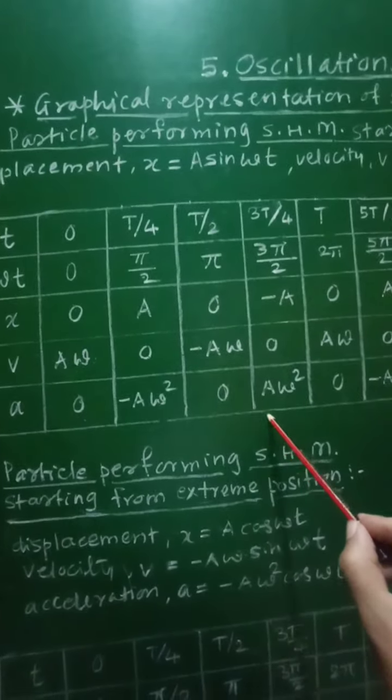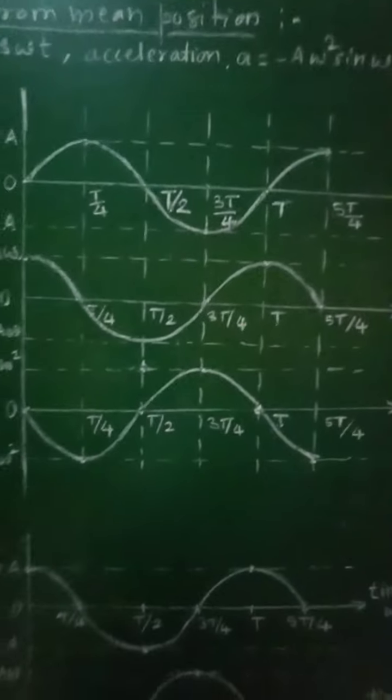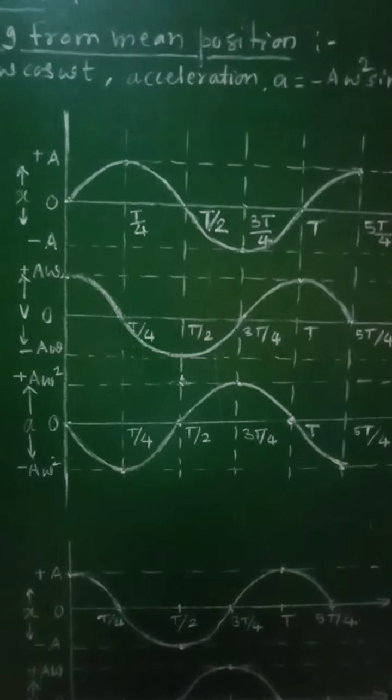For T by 2, it is again 0. For 3T by 4, it is plus a omega square. For T, again it is 0. And for 5T by 4, it will be minus a omega square. Again, all these points will be joined with the curve, and therefore we will get again a sine curve for this acceleration time graph. So this will be the graphical representation of SHM if the particle starts its motion from the mean position.